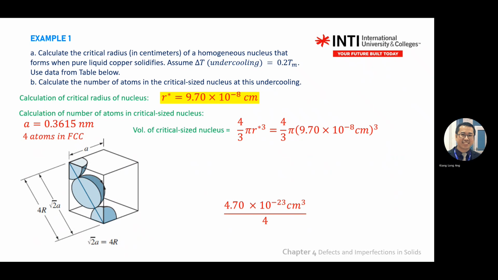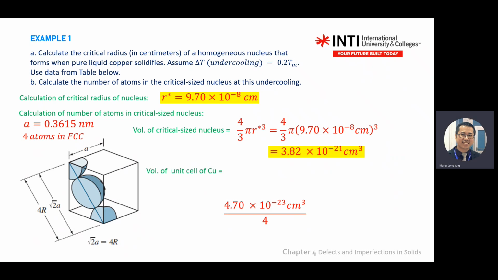You already found the critical size just now. You pull the critical radius into the volume equation and get some answer, 3 point something, again in cm cube unit. Then you calculate R star, referring to a nucleus, and you calculate the volume for copper. You use a, the standard size of your unit cell.